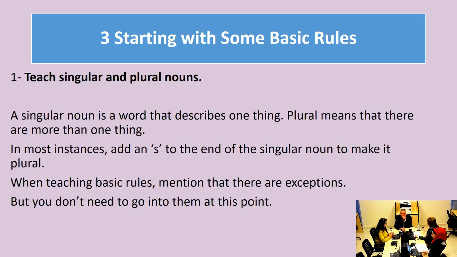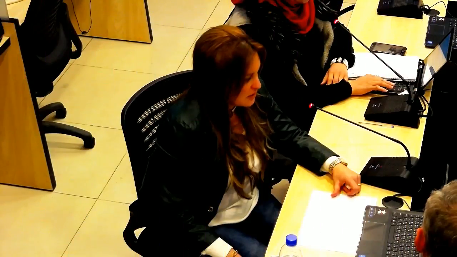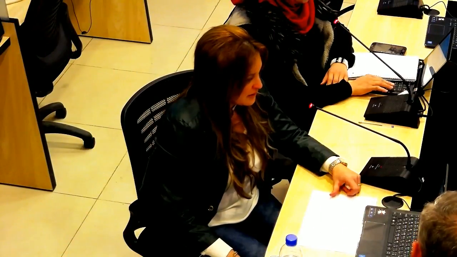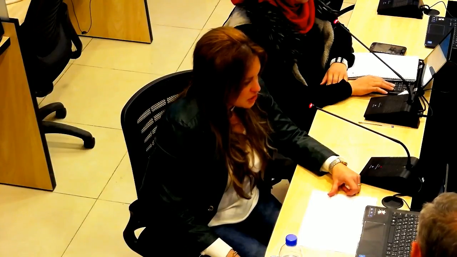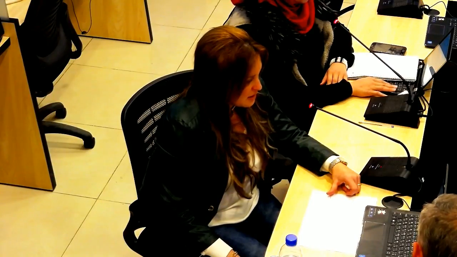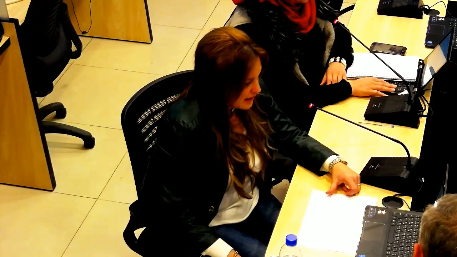A singular noun is a word that describes one thing. Plural means that there are more than one thing. In most instances, add an s to the end of the singular noun to make it plural. When teaching basic rules, mention that there are exceptions, but you don't need to go into them at this point.